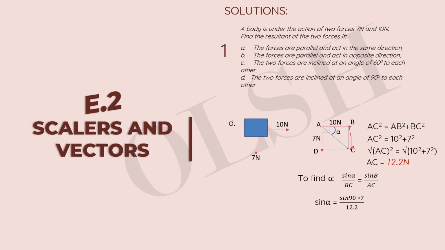If we simplify this, we have sine alpha equal to 0.574, and then arc sine 0.574 would give us 35 degrees. And this is towards the 10 Newton force. So if we have both these forces at 90 degrees, we are going to have our resultant at 35 degrees towards the 10 Newton force.